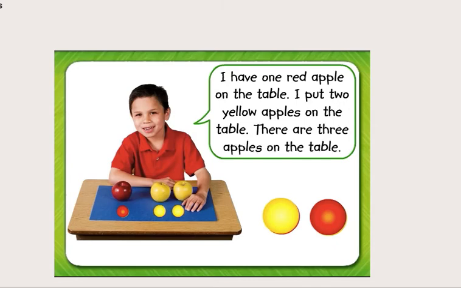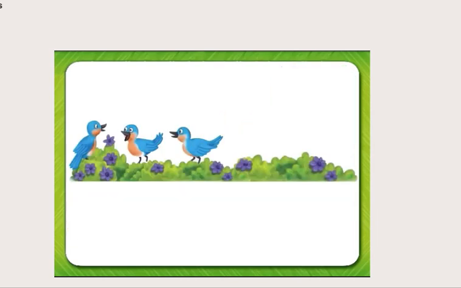There are 3 apples on the table. Let's see how many counters are on the table. 1, 2, 3. Our counters are a good model for this addition story. Now let's tell a story about this picture and use counters to model our story.